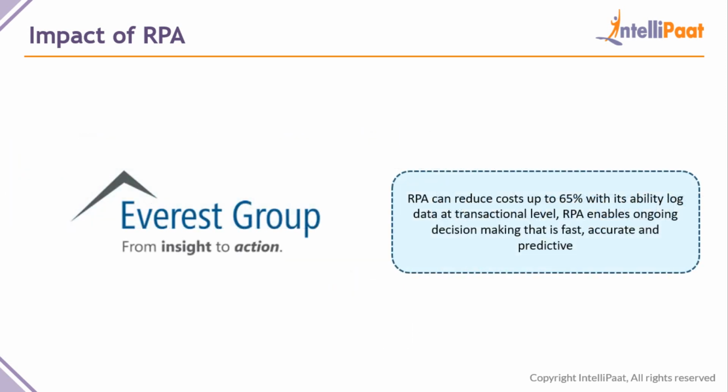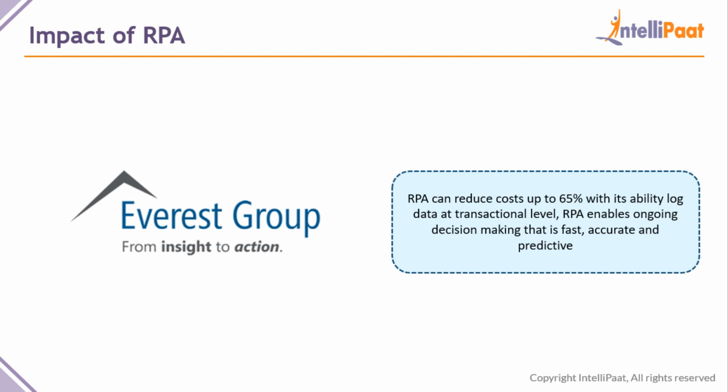Another impact of RPA is noticed by Everest Group, where they say that RPA can reduce costs up to 65% with its ability to log data at the transactional level, and RPA enables ongoing decision making that is fast, accurate, as well as predictive. Now, when we were talking about the benefits of RPA, I told you it saves costs by 20 to 35%. That is a general scheme. Now, Everest Group believes that you can take it up to 65%.